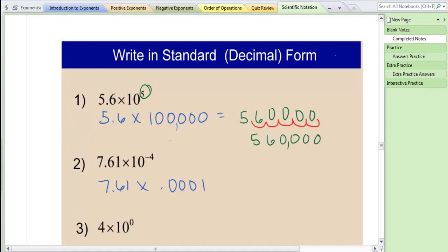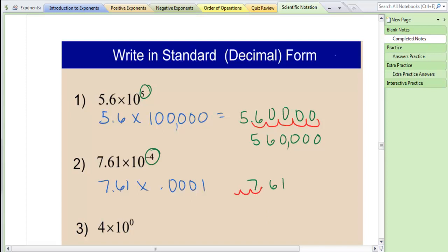All right, in the next problem, number 2, 7.61 times 0.001. I'm going to take my 7 and 61 hundredths. And how many places will I move my decimal? 4. Okay, so am I going to move it backwards, or am I going to move it forwards? Well, we want this number to become smaller, right? That's what that negative exponent means. So we're going to move it backwards 4 places.